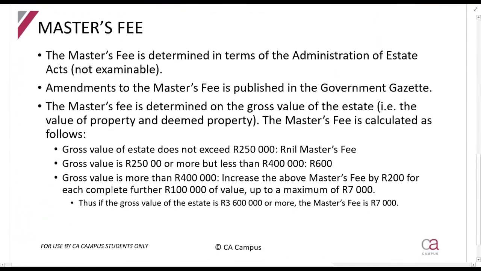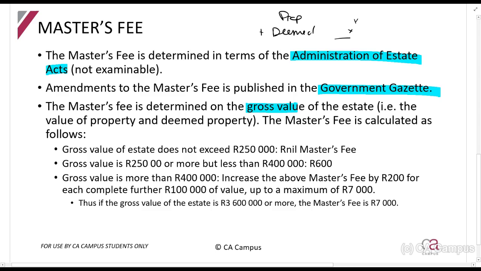How does this master's fee work? Right, so the master's fee is determined in terms of the Administration of Estates Act, right, the Estates Act, and that's not in your syllabus. They publish any changes in the Government Gazette. It works as follows. You look at the gross value of the estate. Now again, the gross value of the estate is property plus deemed property. That gives us the gross value. You look at that value, that determines the master's fee.